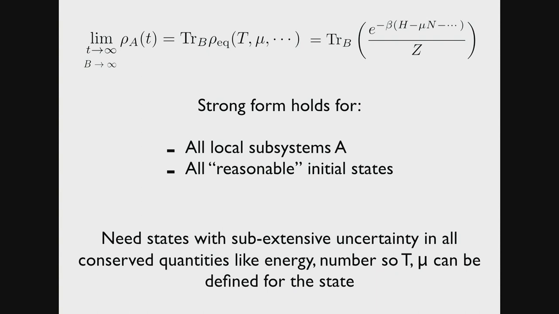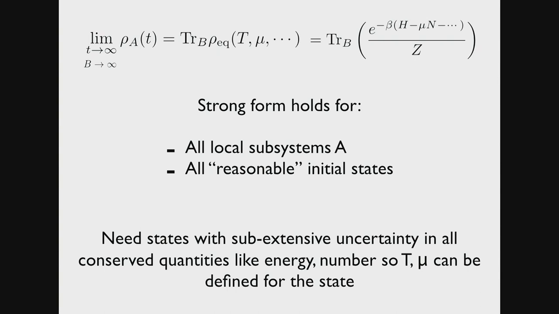So in usual thermodynamic ensembles, you have some expectation value of the energy, which is extensive in your system size, and then you have fluctuations in that energy, which scale as the square root of volume, okay? So those are sub-extensive, right? They're less than scaling linearly with the volume. So in such a case, you can define a temperature. Likewise, if you have number, the number fluctuations are again suppressed, scaling as the square root of volume, so you can define a chemical potential. Okay. So we're only going to consider this form, which works for reasonable states like this.